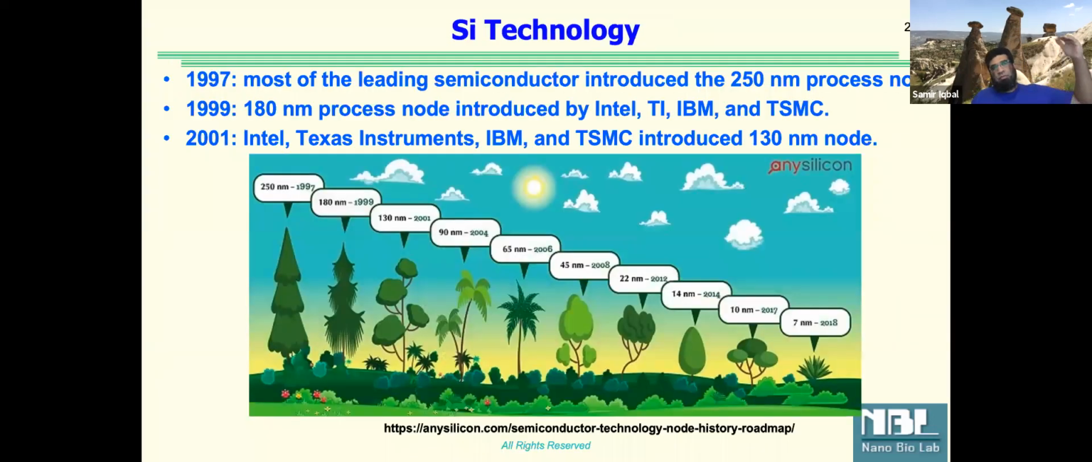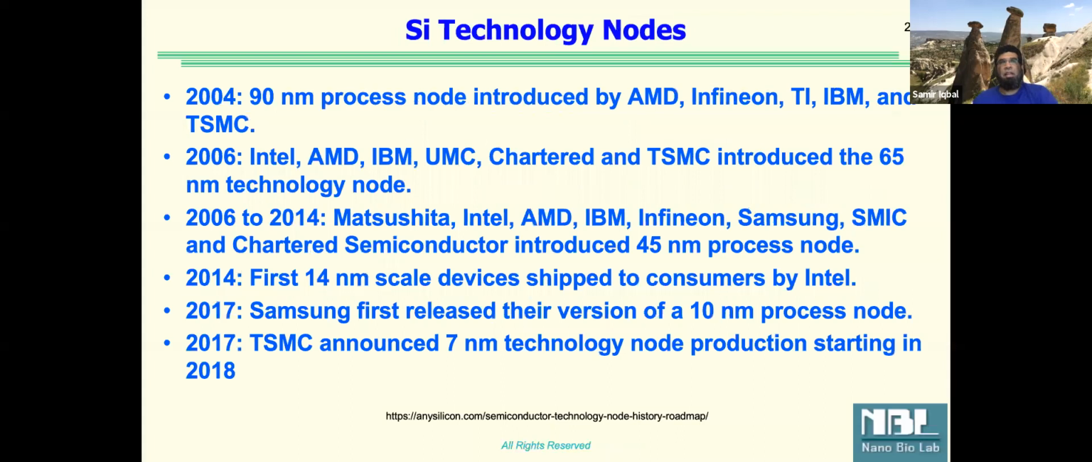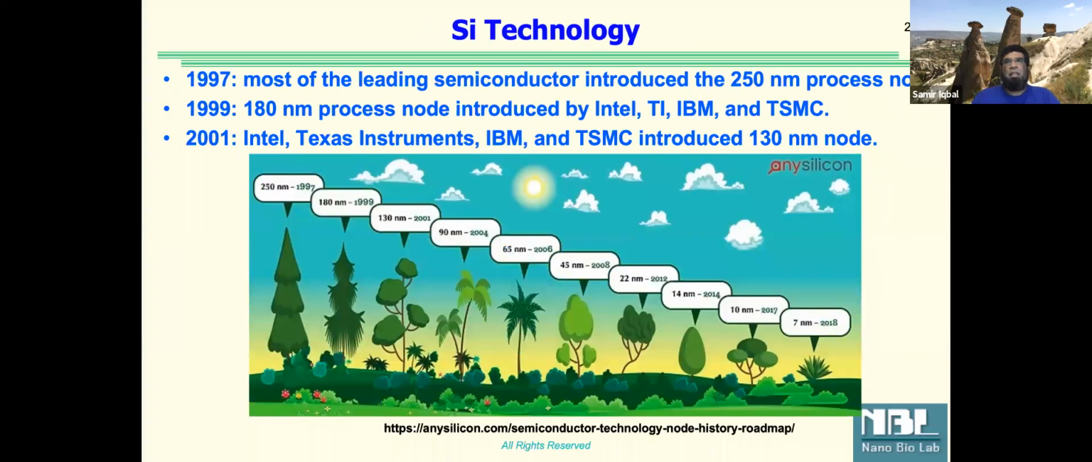Now, starting from 97, we have been pushing to go to smaller and smaller technology nodes. We have just hit 7 nanometer. It got delayed, but now it's coming out in production. We are at 7 nanometer. If you just follow, you would see there are more and more players in this process. We had Intel, TI, IBM, TSMC.